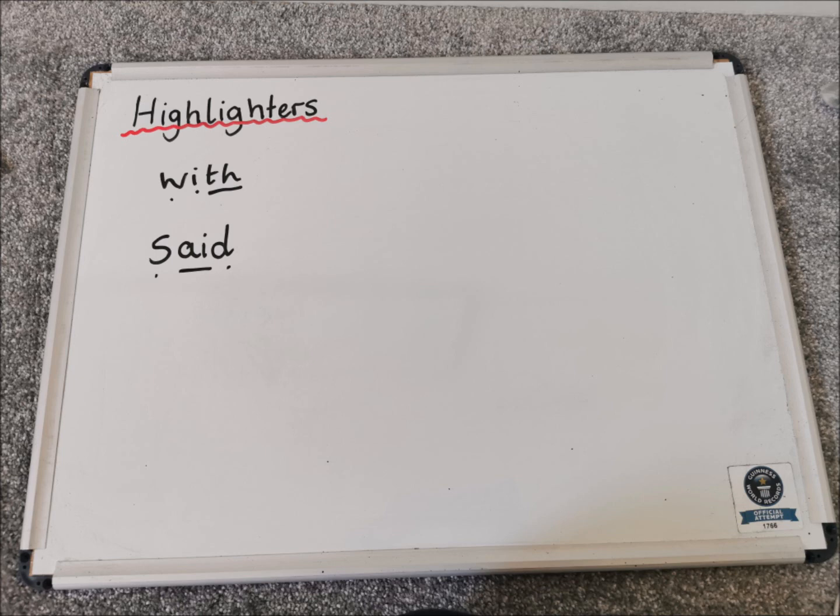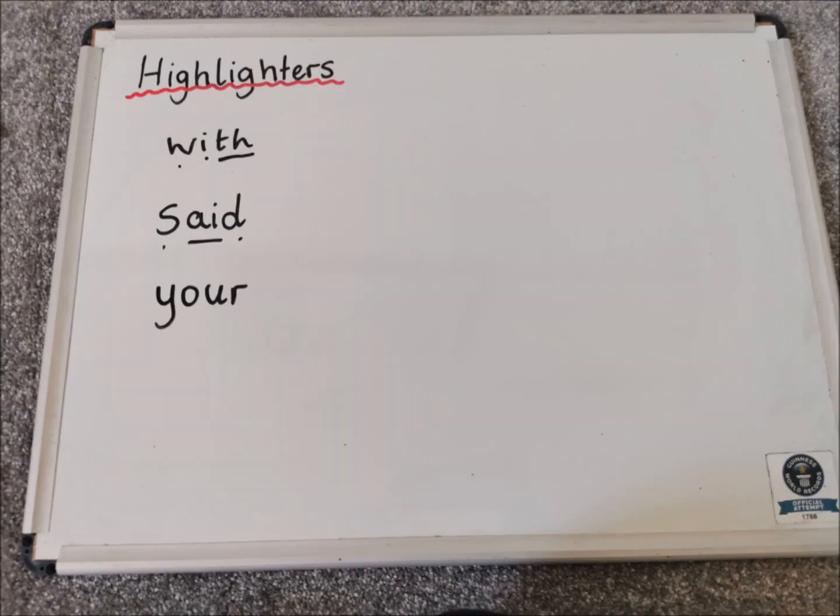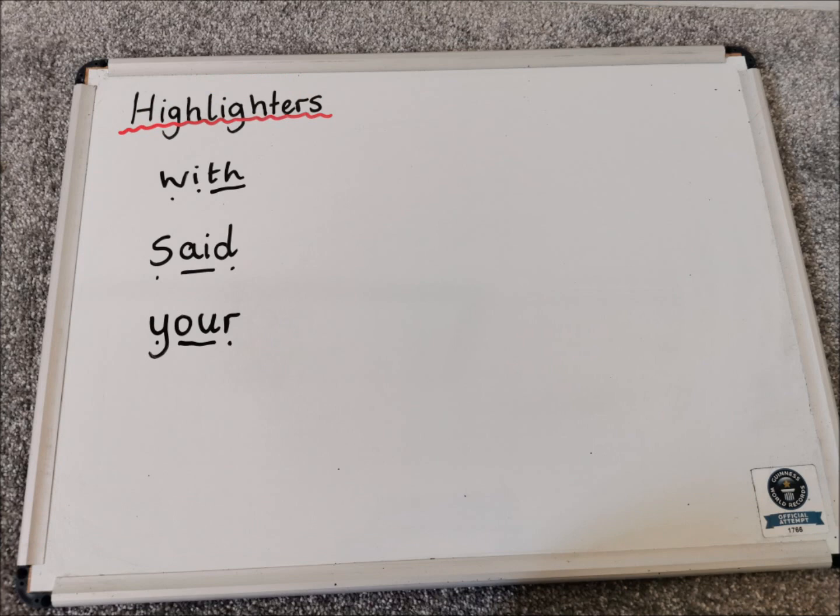Next word, your. So this is the your, like your jacket, your friend, your dog, something that belongs to you. So it's got 3 sounds again. Y, and we can diacritically mark it like that.